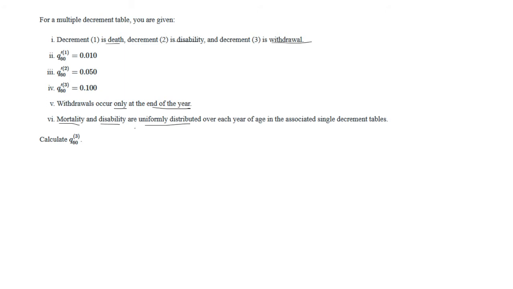Okay. So this is what we're going to do. We're going to consider two scenarios. First one is the probability that we reach the end of the year. Well, we only have to worry about two decrements if we want to reach the end of the year, namely death and disability. Withdrawal occurs at the end of the year, so that doesn't affect us reaching the end of the year.